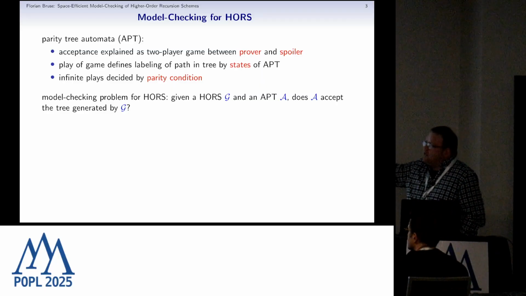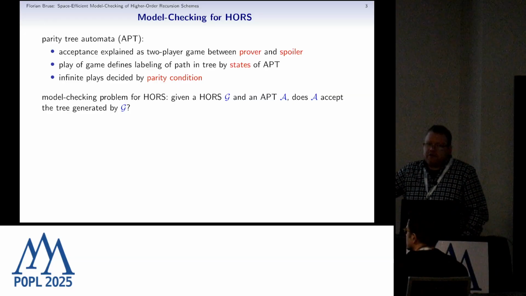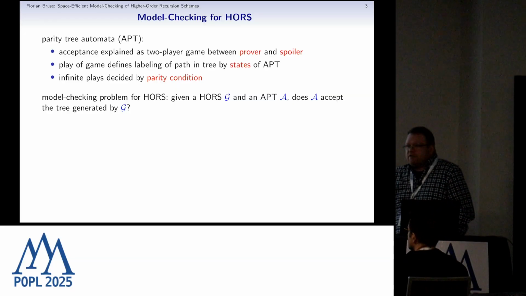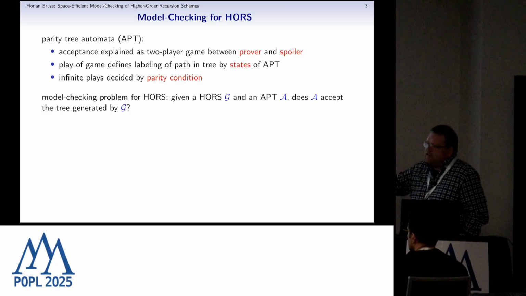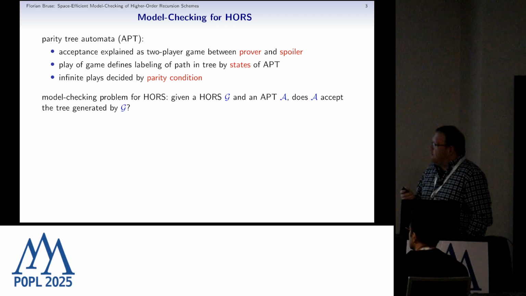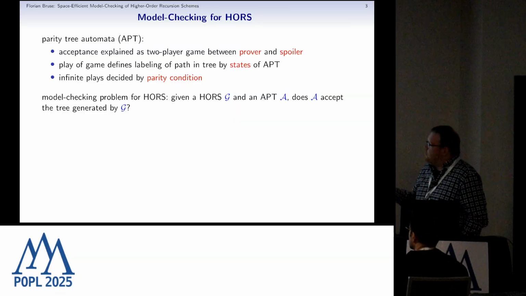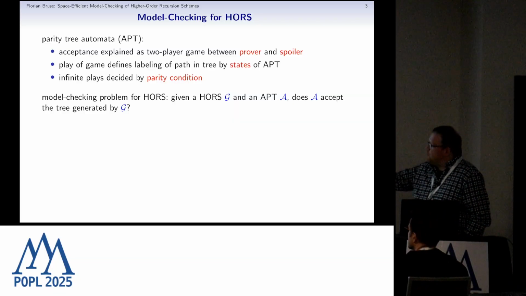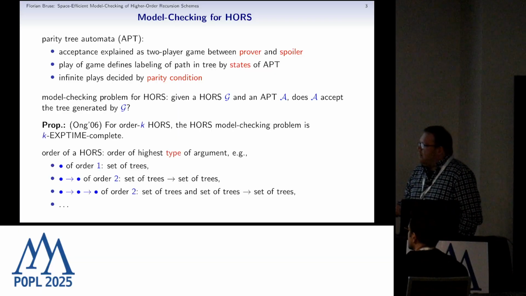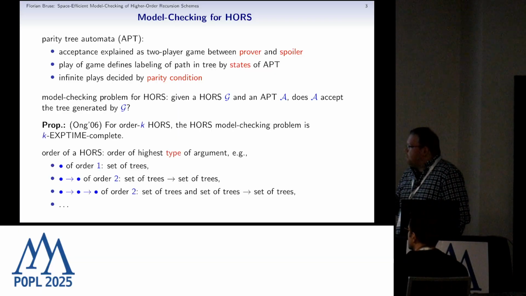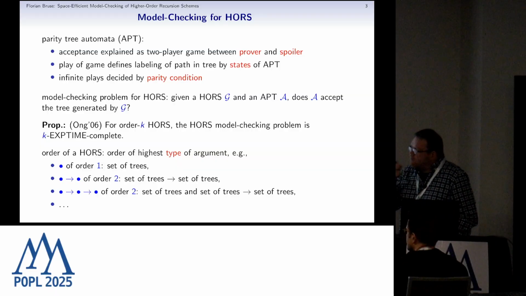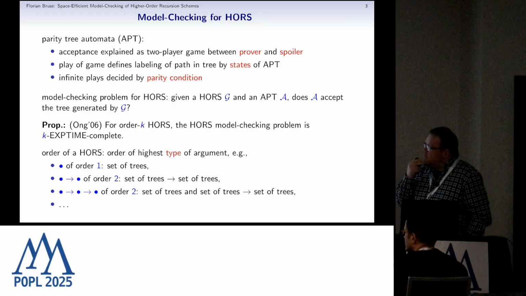And of course, if you have an actual application, you probably don't ask the user to write down a parity automaton. You ask them to write down something in an engineer-friendly logic or something like that. So this is the problem: given this recursion scheme and the parity automaton, does the automaton accept the tree? And this is known to be complete for k-fold exponential time if the order of the recursion scheme is k.